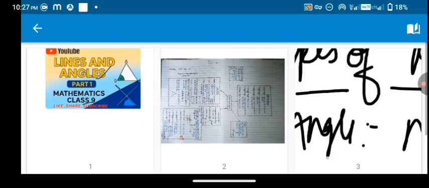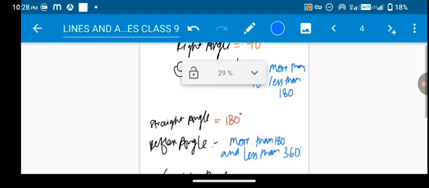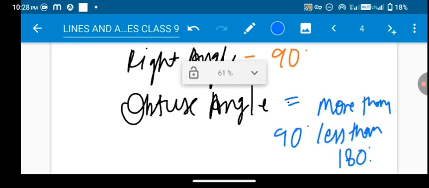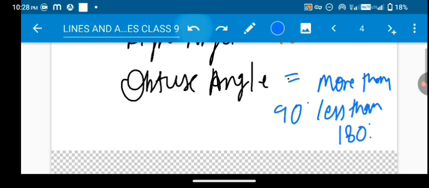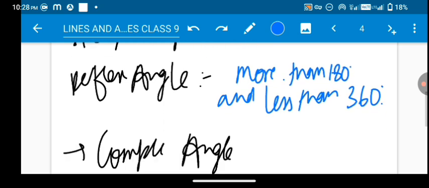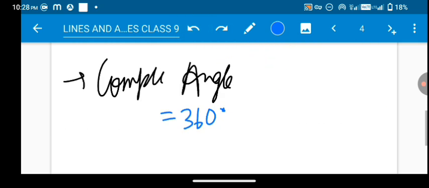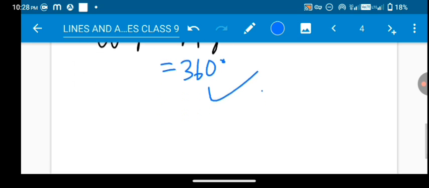One more time I will discuss it. Types of angles: acute angle, more than 0 degree and less than 90 degree. Right angle is equal to 90 degree. Obtuse angle is more than 90 degree but less than 180 degree. Straight angle is equal to 180 degree. Reflex angle is more than 180 degree and less than 360 degree. Complete angle is a measure of 360 degree.